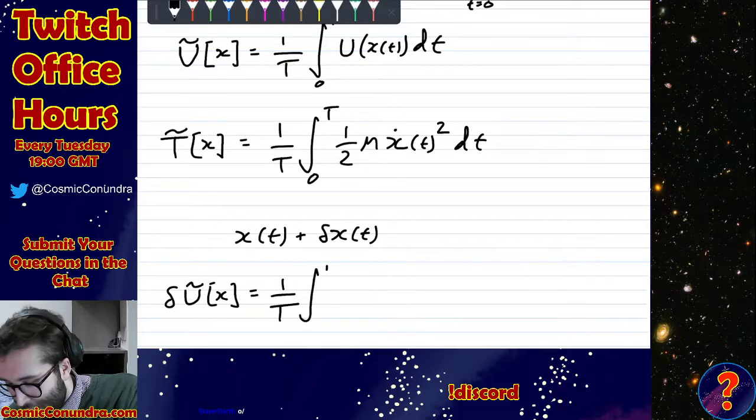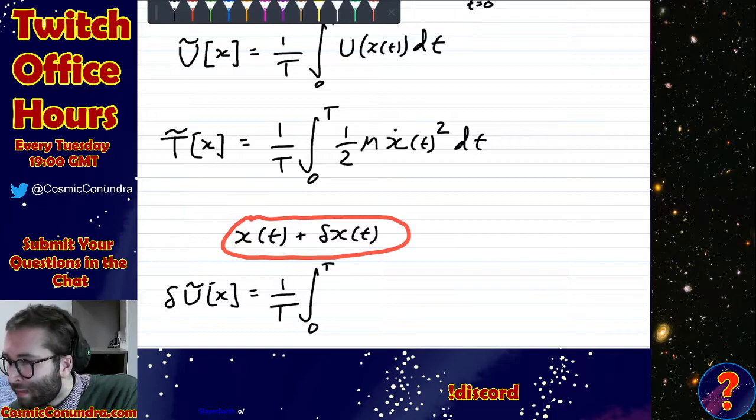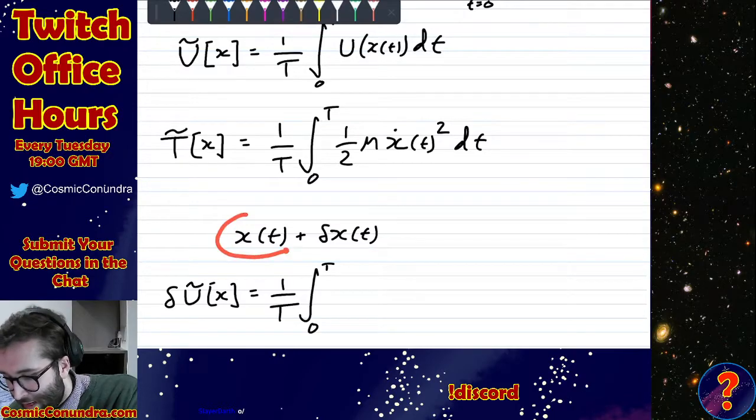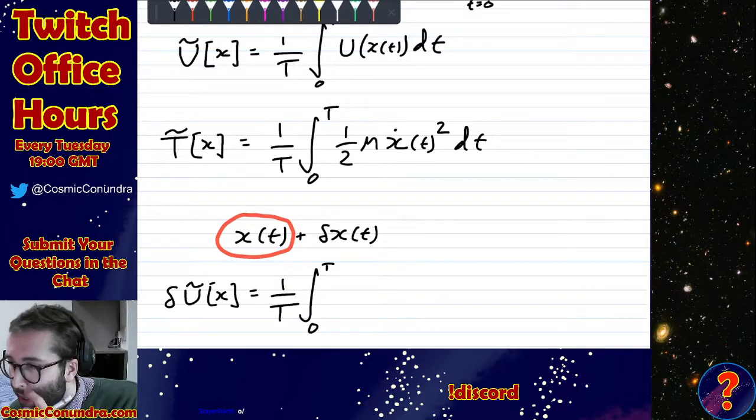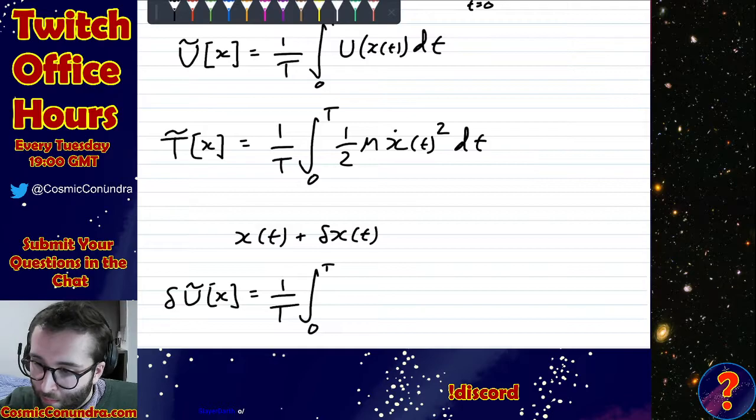So that wiggle is going to... we still have the integral here, but now the wiggle, so the change in the potential energy, will be the potential energy evaluated along the new path. So this is the path x(t) plus delta x(t), minus the potential energy evaluated just on the original path. The change will be the final after the wiggle minus the initial before the wiggle.